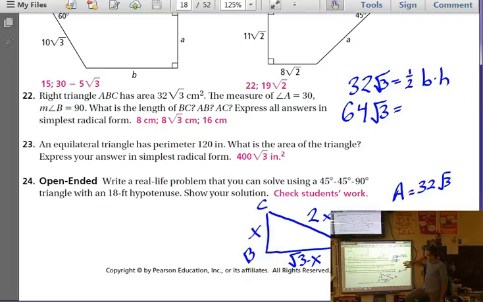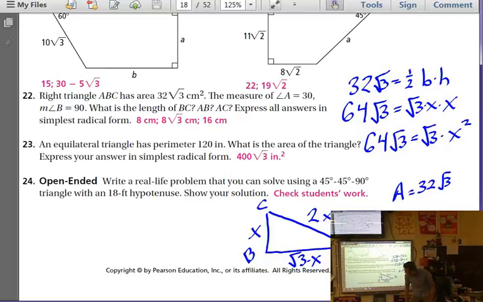So if I sub in radical 3x times x, because this is radical 3 times x, the x is not under the radical. I just wrote the radical first with a specific purpose. What can I do with my x's? Yeah, x times x is x squared. So this becomes 64 radical 3 equals radical 3 times x squared.